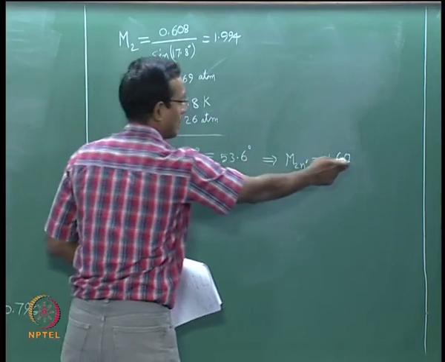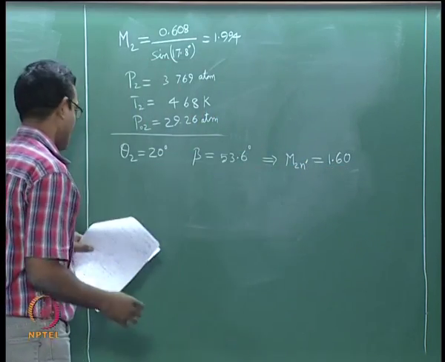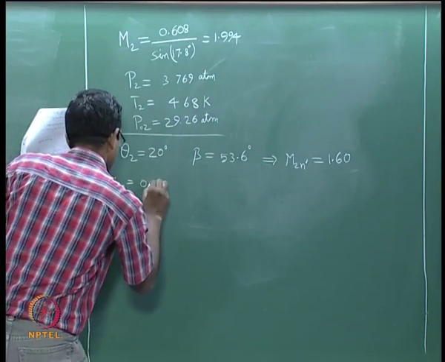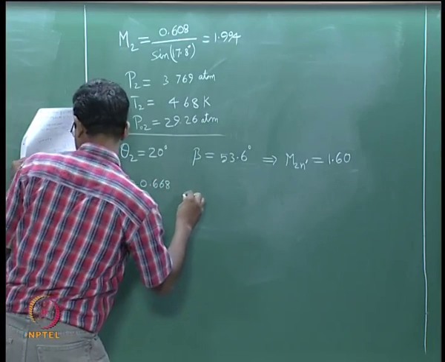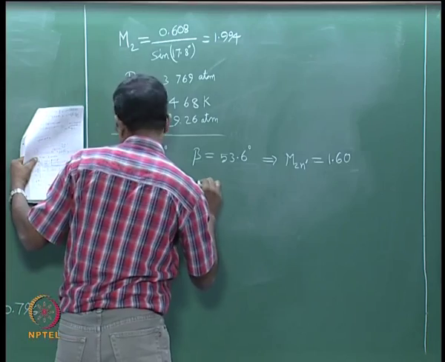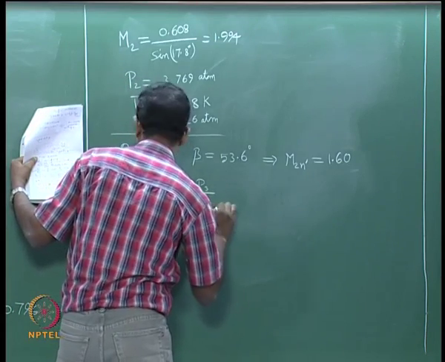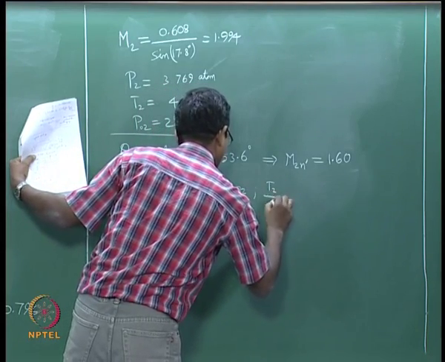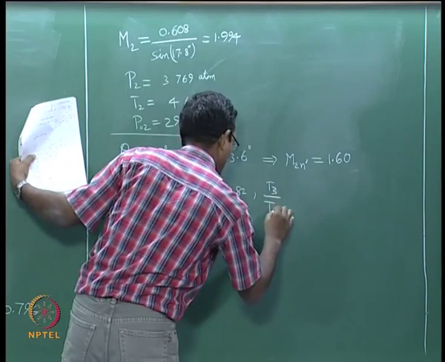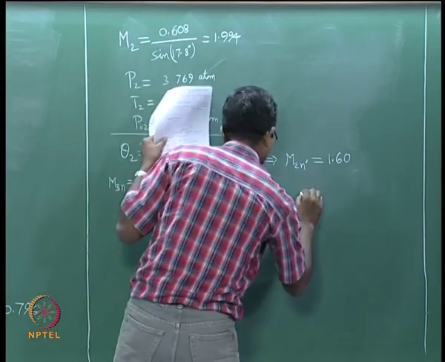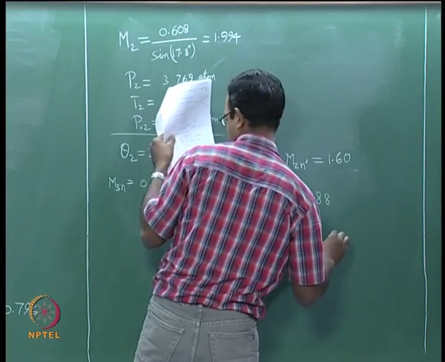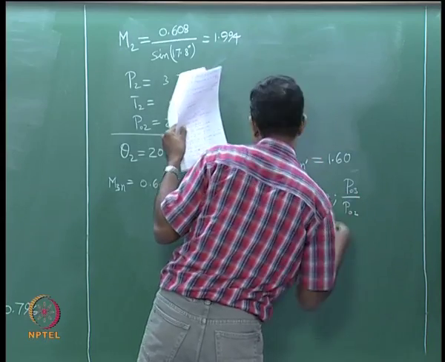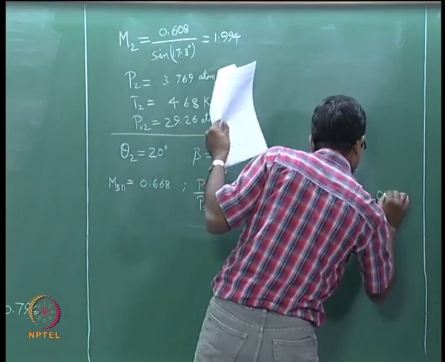Now I am going to go to normal shock tables, use this number, read out all the data from the row. M3 normal is 0.668, P3 by P2 is 2.82, T3 by T2 is 1.388, P03 by P02 is 0.895.